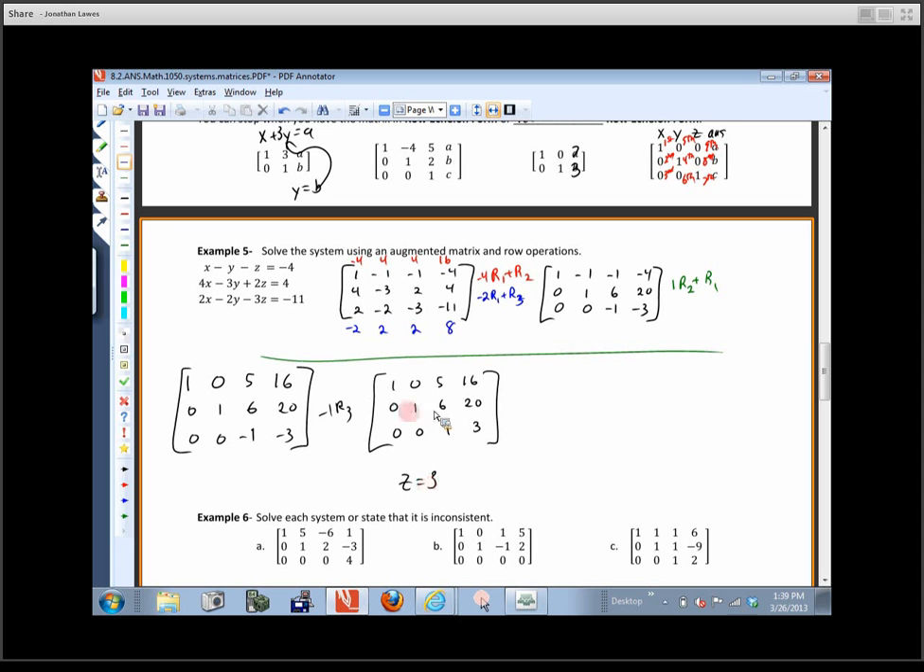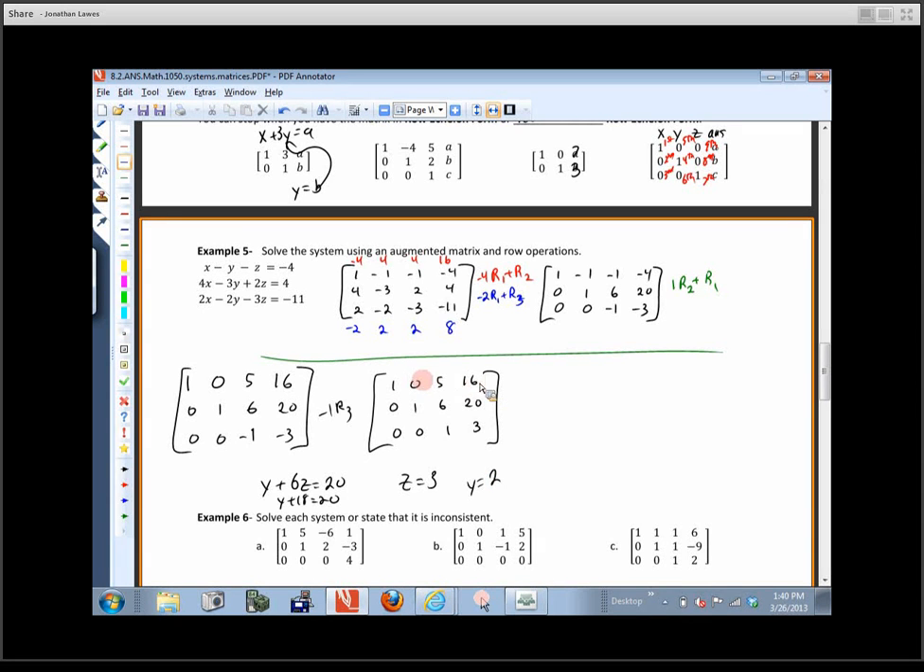Sure. Take a look at the second line right here. What does that line right there represent? What equation is that? That represents y plus 6z equals 20. So I could plug in a 3 right there. That's y plus 18 equals 20. Move the 18 to the other side, and what's y? Y is 2.